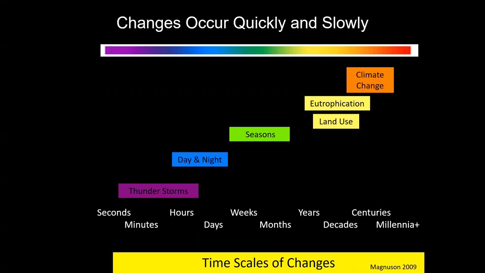We're pretty good at responding to the things on the lower left, such as a thunderstorm. We know to come out of the rain. We know not to stand under a tree. Day and night, we're not bad at. Most of us know when to go to bed and when to get up. Seasons, we begin to know when to get the boat out and when to get the ice fishing gear out.